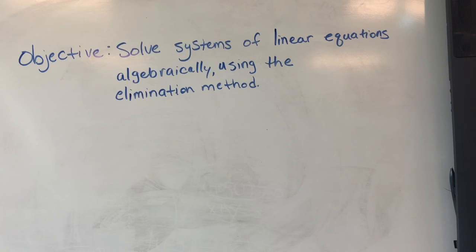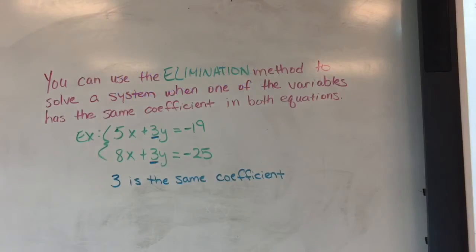Today's objective will be to solve systems of linear equations algebraically using the elimination method. You can use the elimination method to solve a system when one of the variables has the same coefficient in both equations. Coefficient is the number in front of the variable. In this example, notice that I have underlined the 3 next to the y. 3 is the same coefficient in both equations.